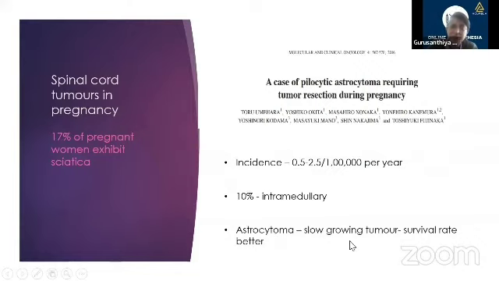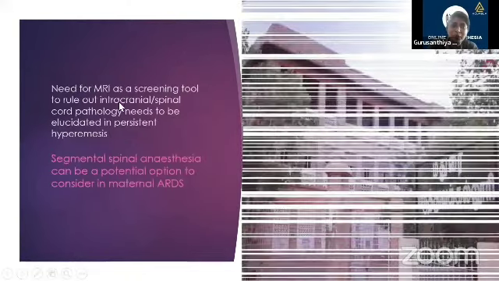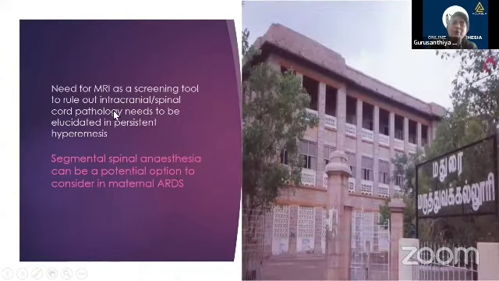Astrocytoma, as our patient had, is a slow-growing tumor, and survival rate has been better with thoracic astrocytoma than cervical astrocytoma. Our patient is doing well, ambulating herself with a mild left upper limb weakness of 4+/5, still presenting to our hospital for her regular postnatal visits and also for her visits to vaccinate herself. So my take-home message would be the need for MRI as a screening tool to rule out any intracranial or spinal cord pathology in a case of persistent hyperemesis gravidarum, because fundus examination did not reveal any papilledema in our patient.